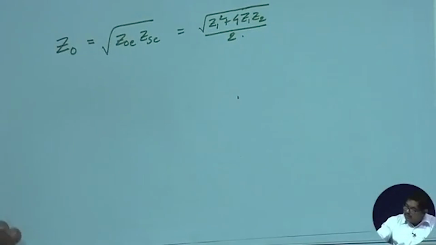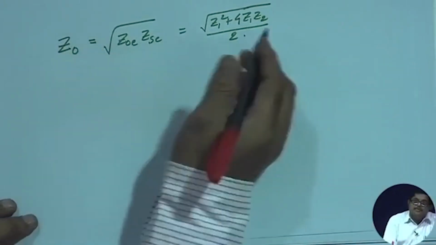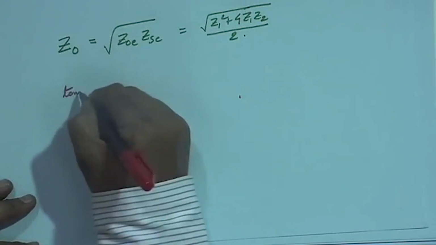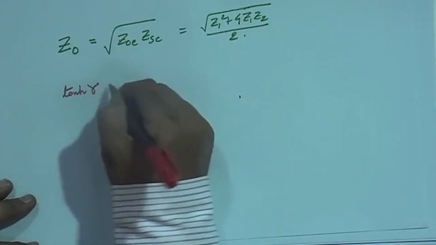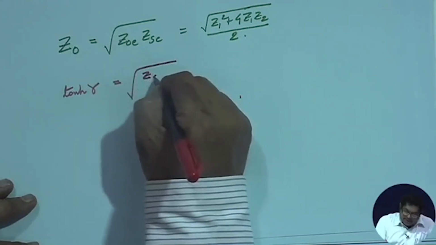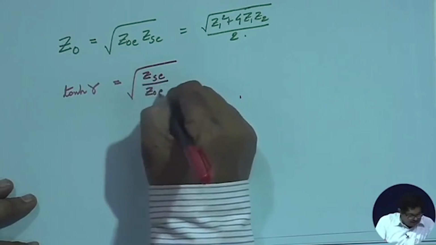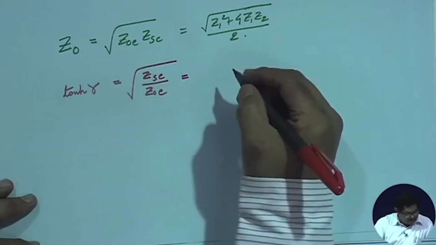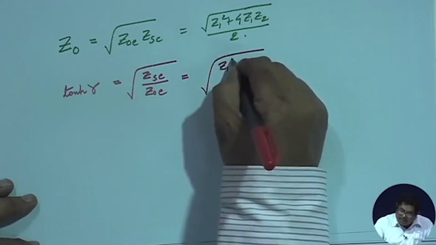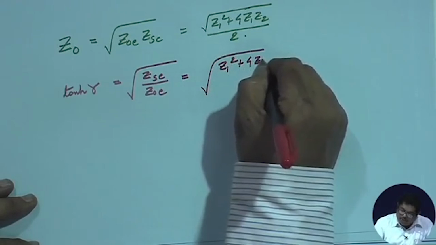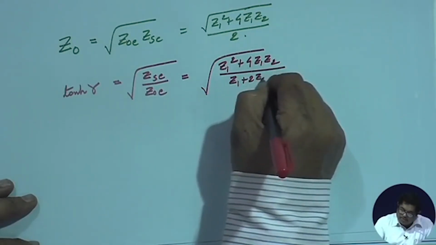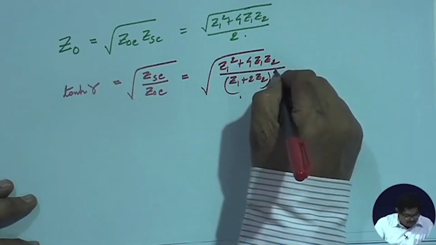And what happens to the other? So, characteristic impedance we have found. What is the other parameter of the two port symmetrical reciprocal network? Gamma. So, what is tan gamma? We know that is ZSC by ZOC, and if you do this, that will become root over Z1 square plus 4 Z1 Z2 by Z1 plus 2 Z2 square.